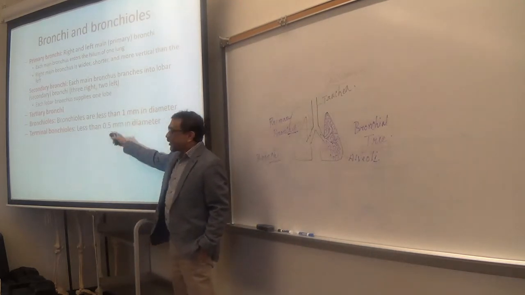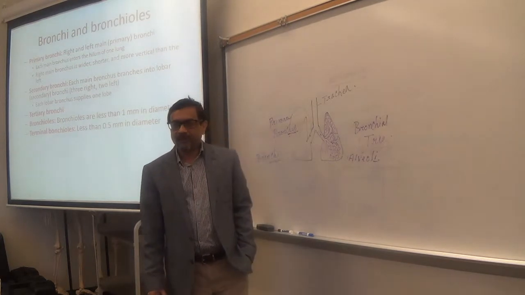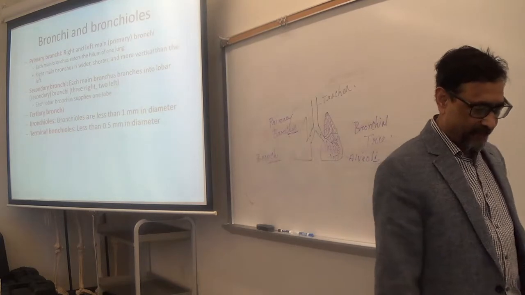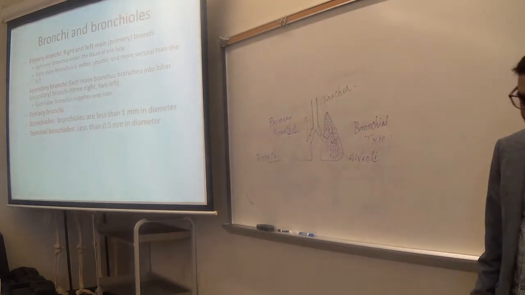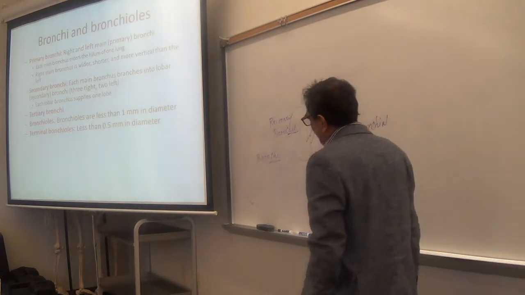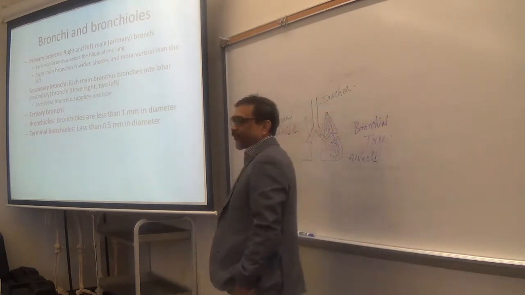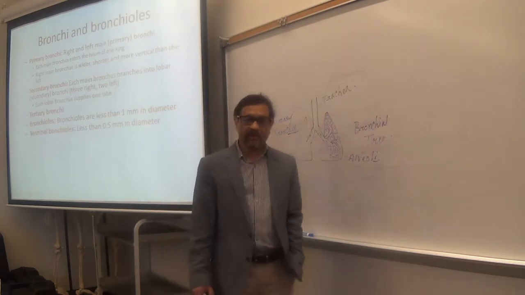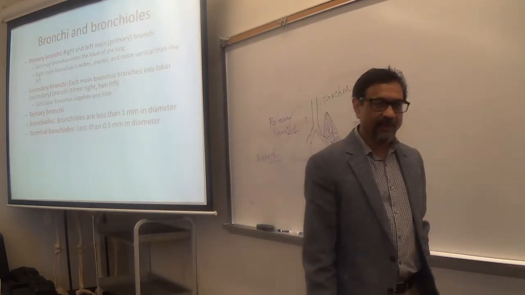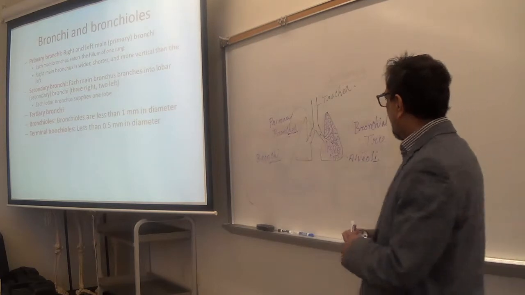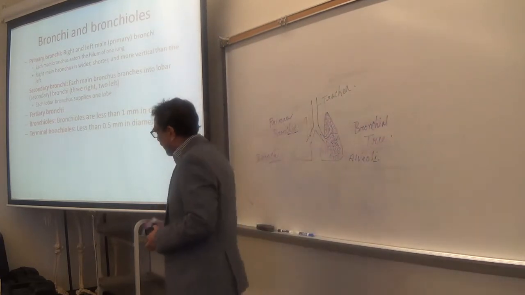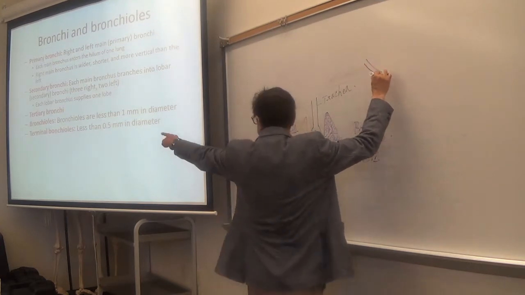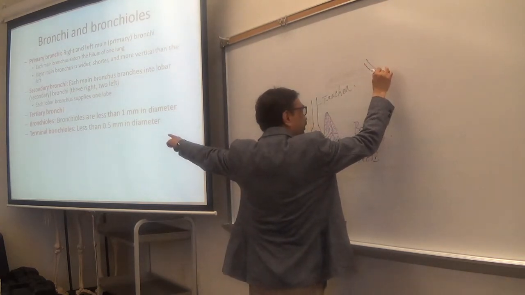Bronchioles are very narrow, less than 1 millimeter diameter. So very narrow tubes. Terminal bronchioles are even narrower, less than 0.5 millimeter diameter. So this is your terminal bronchiole, the last one here, less than 0.5 millimeter.